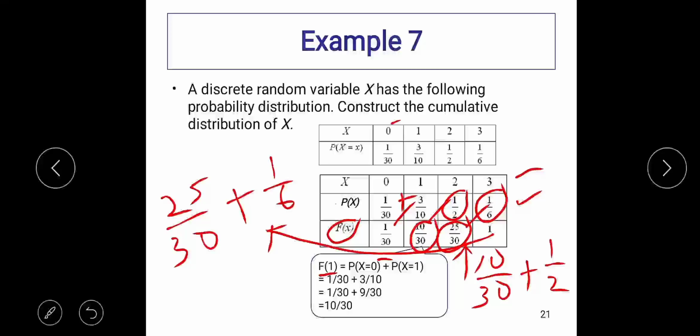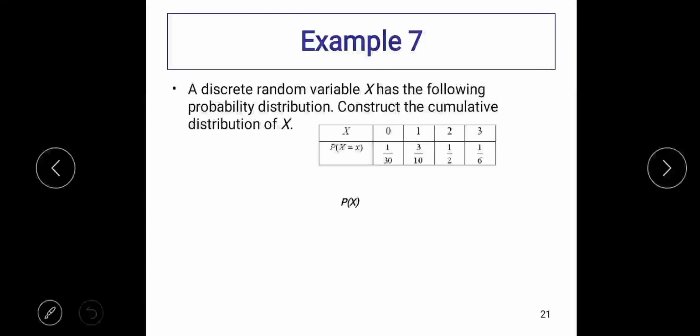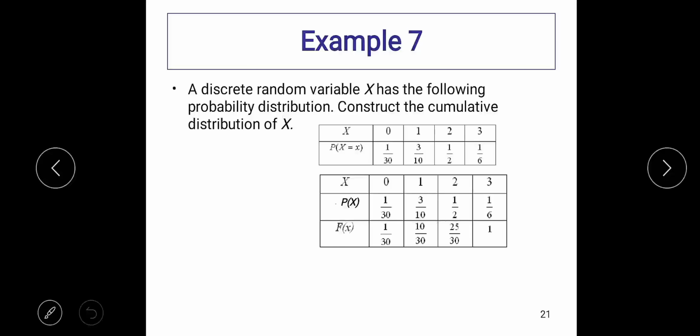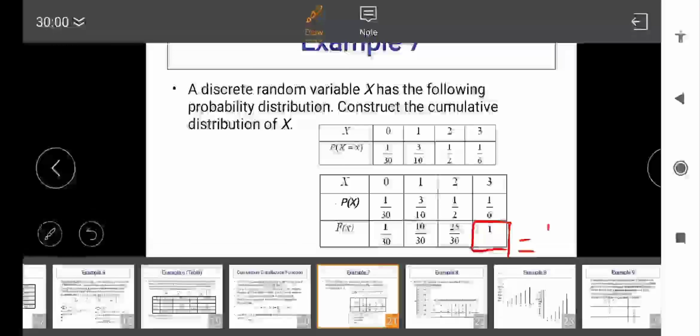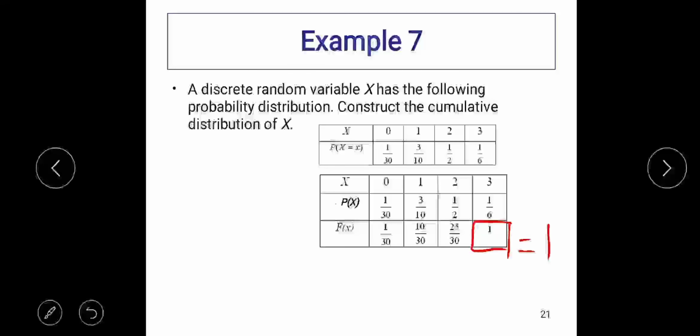So take note, the final value here must always be equal to 1 because you add all your probabilities here. Okay, so all the summation here, and then the final value will be 1. So this is your cumulative distribution function. This table here is your cumulative distribution function.